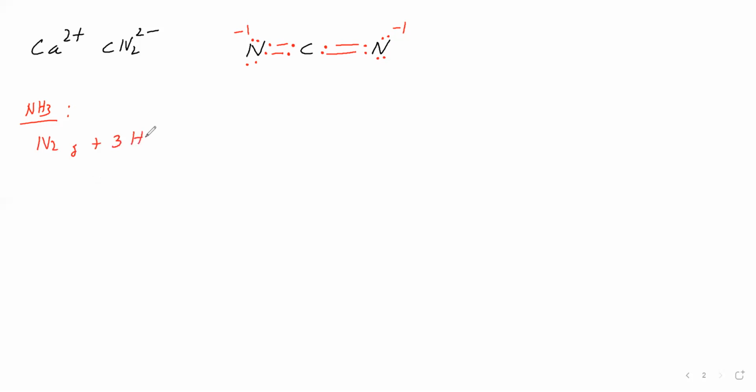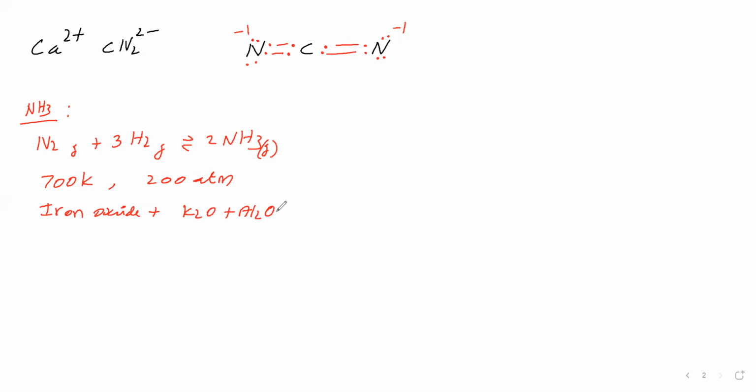Now we will take that Haber's process equation. We'll write N2 gas plus 3H2 gas gives 2NH3 gas. We are manufacturing ammonia in this process. Here we are giving optimum temperature, 700 Kelvin, and optimum pressure, 200 atmosphere. Then we are taking a catalyst, iron oxide, and a little K2O and a little Al2O3.